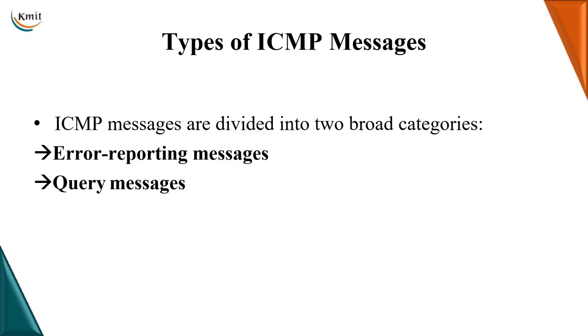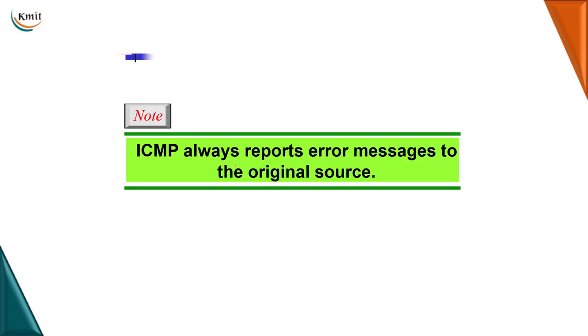What is very important to us in the ICMP protocol is to know about the ICMP messages. The ICMP messages are divided into two broad categories. The first category is error reporting messages and the second category is query messages. Whenever there is an error and the error message has to be reported, ICMP will report these error messages to the original source which has sent the message.